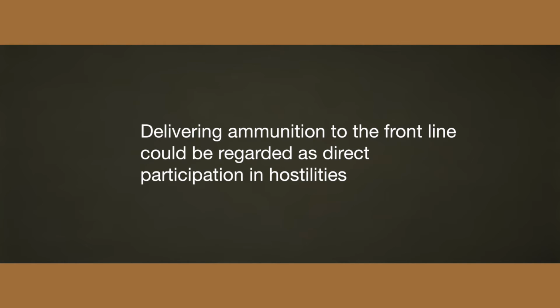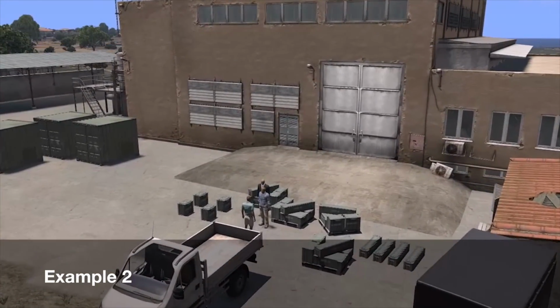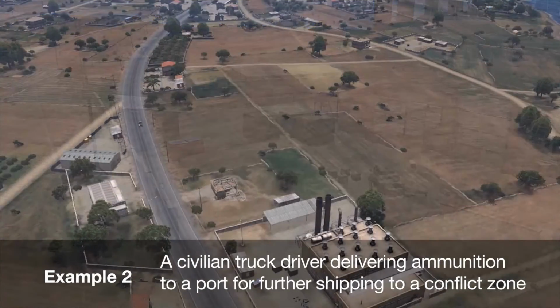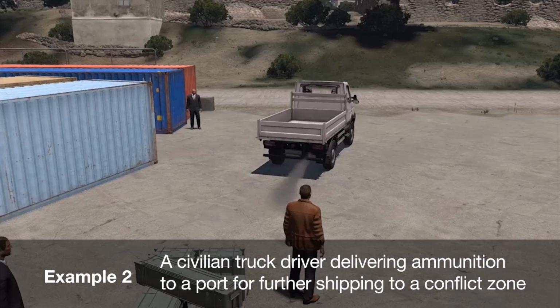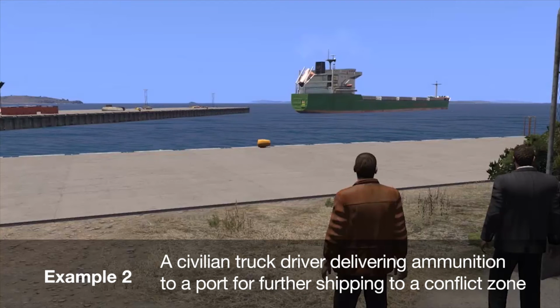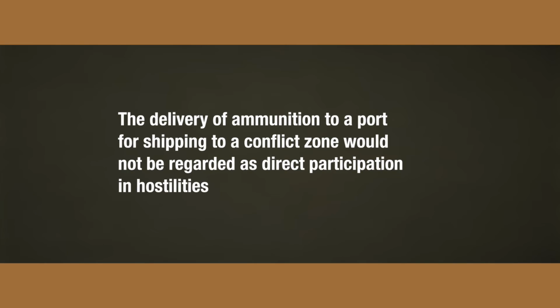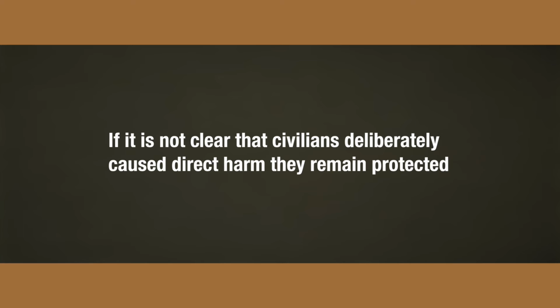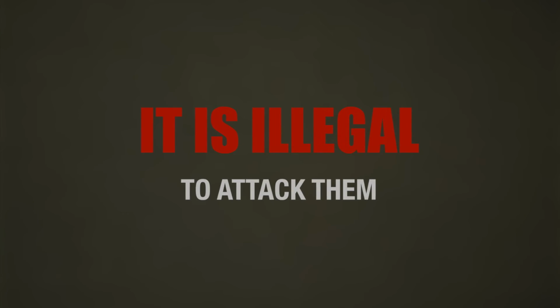Delivering ammunition to the front line could be regarded as direct participation in hostilities. The delivery of ammunition to a port for shipping to a conflict zone would not be regarded as direct participation in hostilities, because it's too remote from military operations. If it's not totally clear that civilians carried out an act in order to deliberately cause direct harm, civilians remain protected, and it is illegal to attack them.